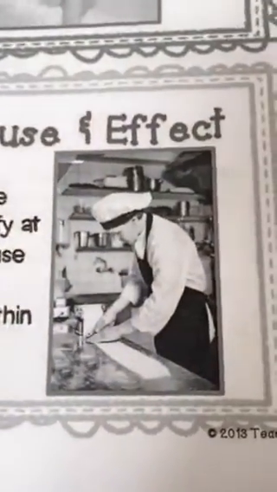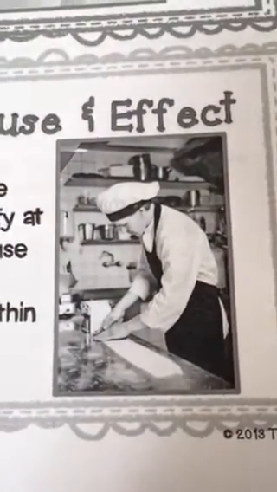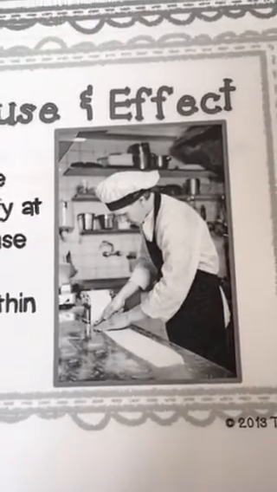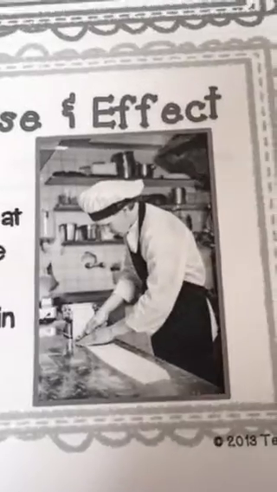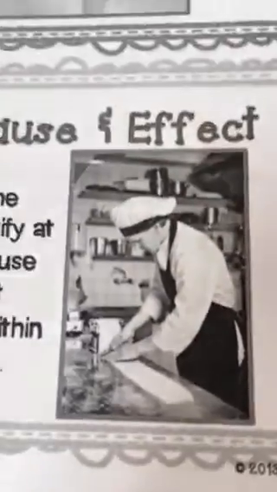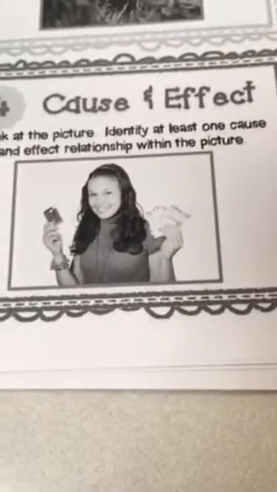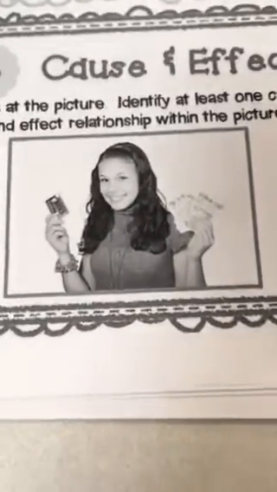So I would say what happened? The chef was cutting noodles, making noodles for pasta. Why did that happen? Because he was serving spaghetti tonight. Let's look at this one. So again, we're going to identify at least one cause and effect relationship within the picture. And again, cause is why it happens, effect is what happens.